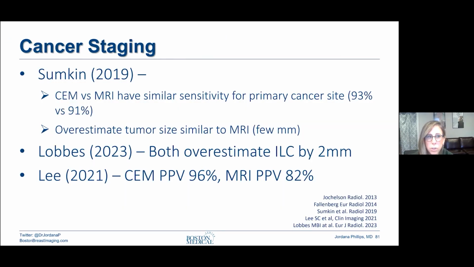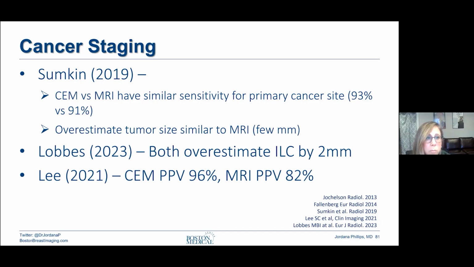So in summary, here are a few studies that I'm just pulling out from the literature. Sumkin et al. in 2019 compared CEM to MRI for cancer staging, and they found that the sensitivities for the primary cancer site are 93% versus 91%. If you were to look through the literature, you would see this over and over again, these sensitivities being very similar to each other.